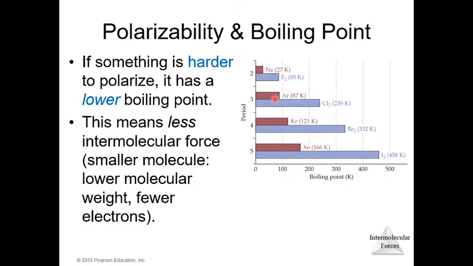Because as I go down the periodic table, I have more electrons. Makes it more polarizable, which means stronger dispersion forces, higher boiling point. We see the same thing with the halogens, F2, Cl2, Br2, I2. As we go down the table, we have more electrons, they're bigger, easier to polarize, higher boiling points. This is why fluorine and chlorine are gases. At room temperature, bromine is a liquid and iodine is a solid because of intermolecular forces.